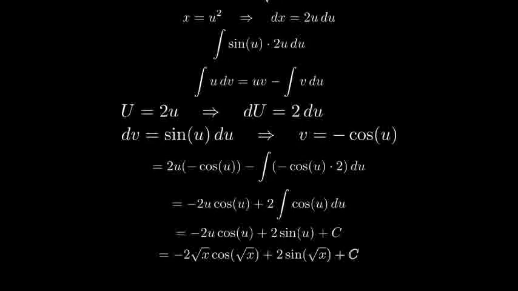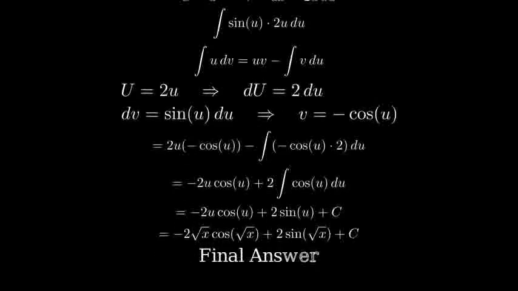Finally, we'll back substitute to express our solution in terms of the original variable x. Replace u with the square root of x. This yields negative 2 square root of x cosine of square root of x plus 2 sine of square root of x plus the constant of integration. And that's our final answer.